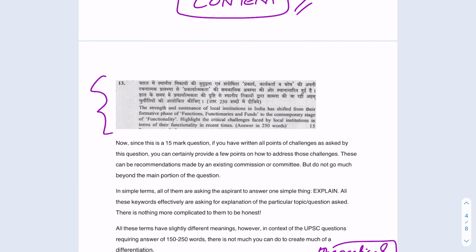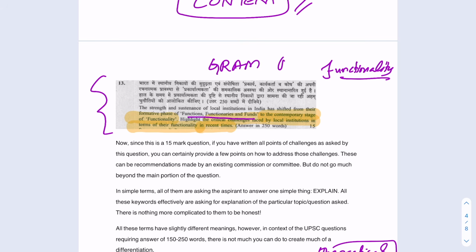Here in this question, they're asking: the strength and sustenance of local institutions in India has shifted from their formative phase of functions, functionaries, and funds to the contemporary stage of functionality. Highlight the critical challenges faced by local institutions in terms of their functionality in recent times. This is a fantastic question and a very contemporary question about local institutions such as Gram Panchayats, about municipal bodies, about Zilla Parishads or Zilla Panchayats.